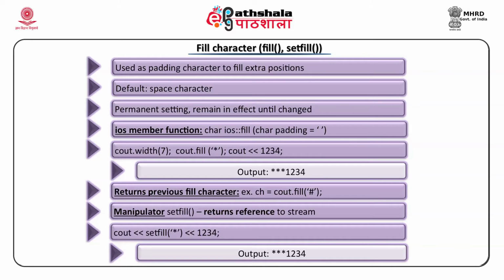If I want to output 1, 2, 3, 4, it will be displayed as star star star 1, 2, 3, 4. The same effect we can get using the manipulator. The only advantage is we can just use it in a cascaded manner, that is all.